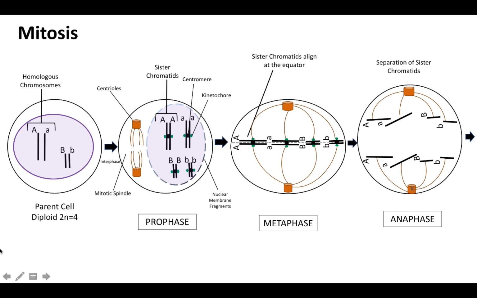By the time we get to metaphase, these microtubules of the mitotic spindle have already connected to all of the kinetochores, and they've pushed and pulled and aligned and realigned, and they have placed sister chromatids on the equator of the cell. Now they're ready to get pulled apart, and that's what happens in anaphase. Anaphase is the separation of sister chromatids, and that happens by the shortening of the microtubules of the mitotic spindle.